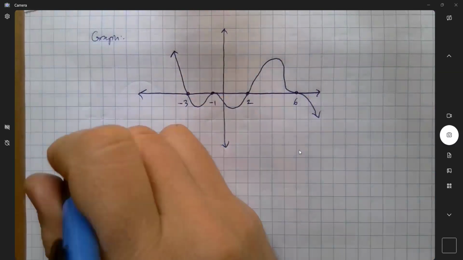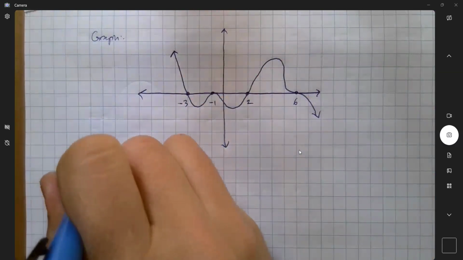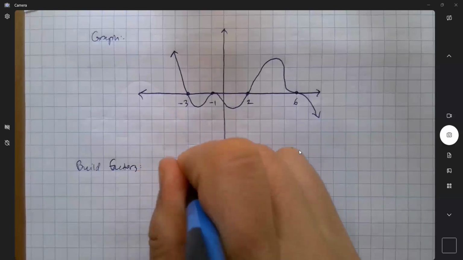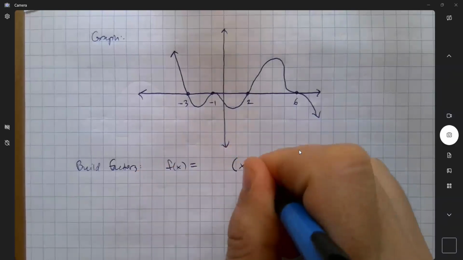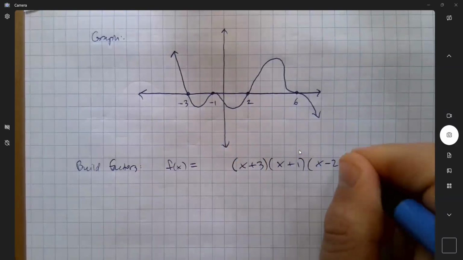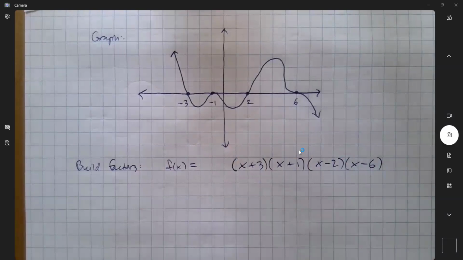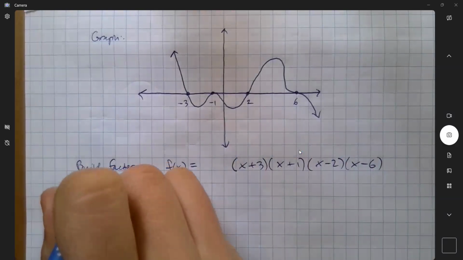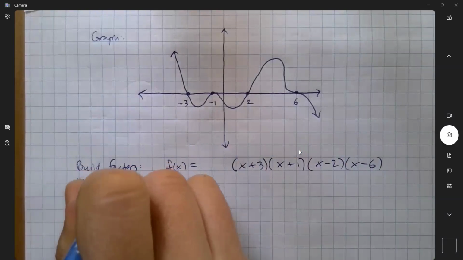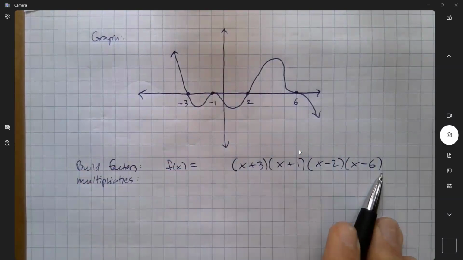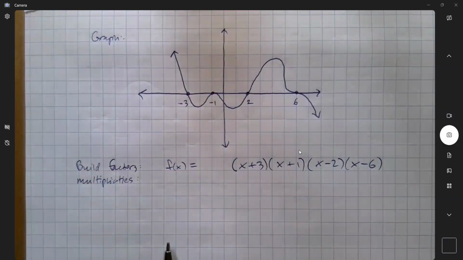And so now we can build our factors. Let's build the factors first. F of x equals, I should have an x plus 3 and an x plus 1 and an x minus 2 and an x minus 6. Now I have to get the multiplicities because I have to have the right powers on each of my factors. So I go to my picture and I say, what does it look like?